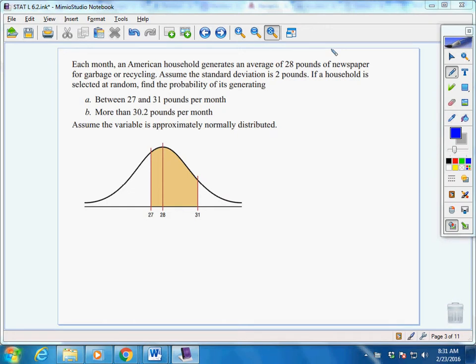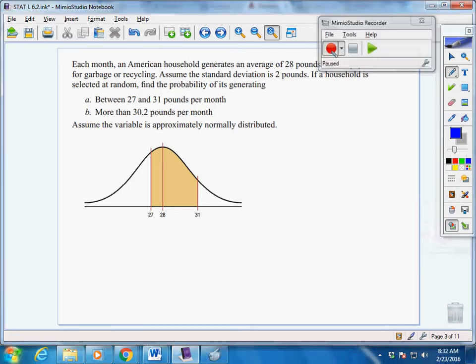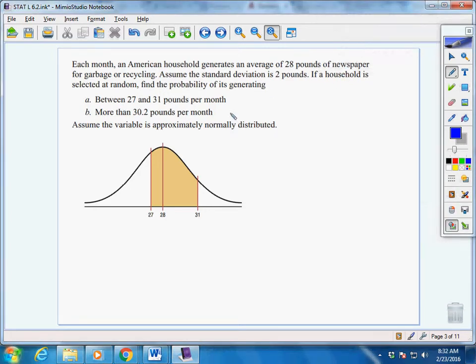Again, using the idea that we can apply our normal distribution to real life problems just by transforming it into our z-values or our z-scores. Looking at the next couple examples here, it says each month an American household generates an average of 28 pounds of newspaper for garbage or recycling. Assume that the standard deviation is 2 pounds.